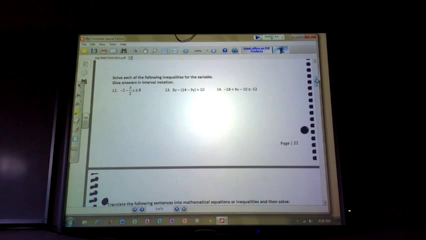Hey, number 14. Gosh, it's number 14 business. We have 2 inequality signs in there. So what do we know?